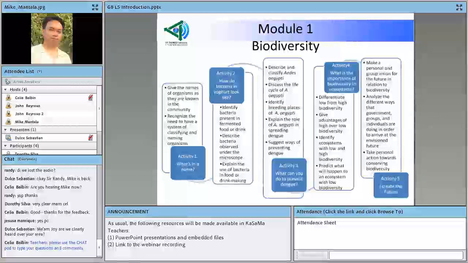Okay, here are the activities for Module 1. There are 5 activities in all, and here are the objectives: give the names of organisms as they are known in the community, and recognize the need to have a system of classifying and naming organisms. Actually, you have this in your learners modules. I also hope that you have with you right now your learning materials or learners modules.